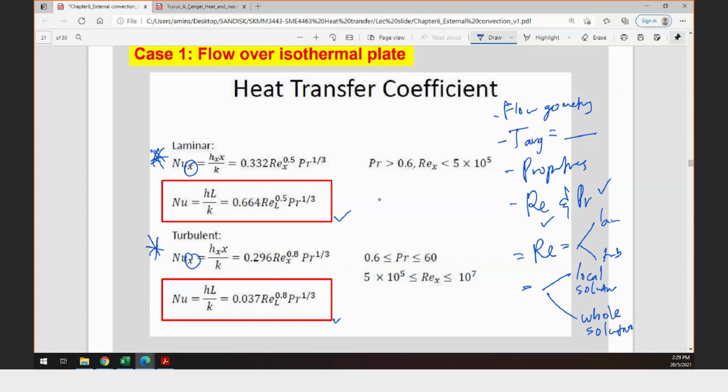So how to choose this equation? This equation is only valid if the Prandtl number is larger than 0.6 and your Reynolds number is less than 5 times 10 to the power of 5. This one is the same condition. The same goes for the turbulent: it should be within 0.6 to 60 Prandtl number, and the Reynolds number is between 5 times 10 to the power of 5 and 1 times 10 to the power of 7. So the Nusselt number might be in table 7 too.